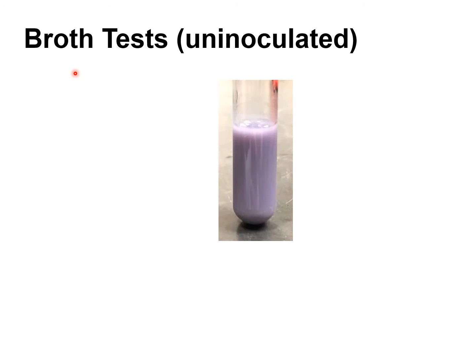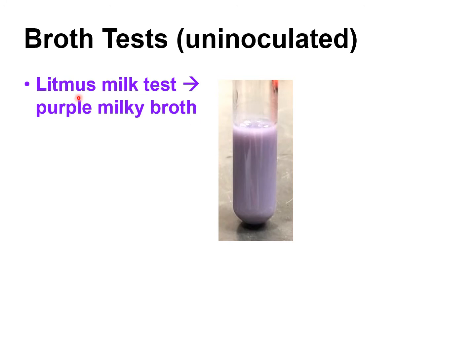The first test that we're going to talk about is a broth test. It's usually done in a test tube where we have a broth. This first test is called the Litmus Milk test. This is how a litmus milk test would look, and this is a test tube that's uninoculated, meaning it doesn't have any bacteria in it. It comes in this purplish color, like a purple milky broth.